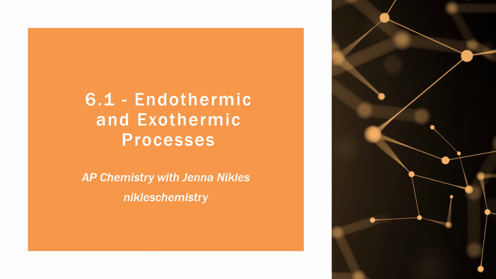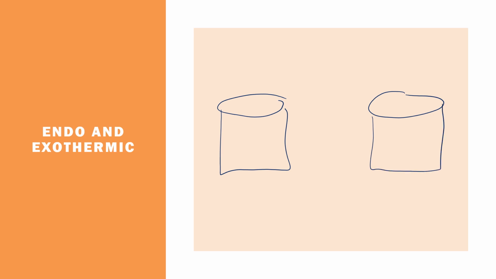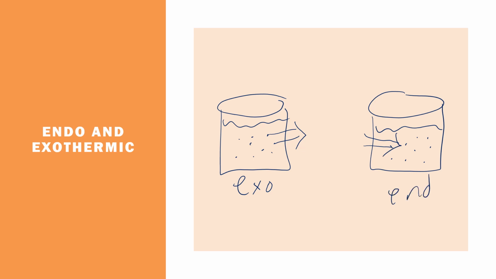Hello, today we're going to talk about endothermic and exothermic processes. So let's review endo and exothermic really quick. You always want to define your system and your surroundings. For the most part in chemistry, the system is the particles that are reacting, or it could be the particles undergoing a phase change. And if the system is losing energy to the surroundings, that's exothermic. But if the system is gaining energy from the surroundings, that's endothermic.